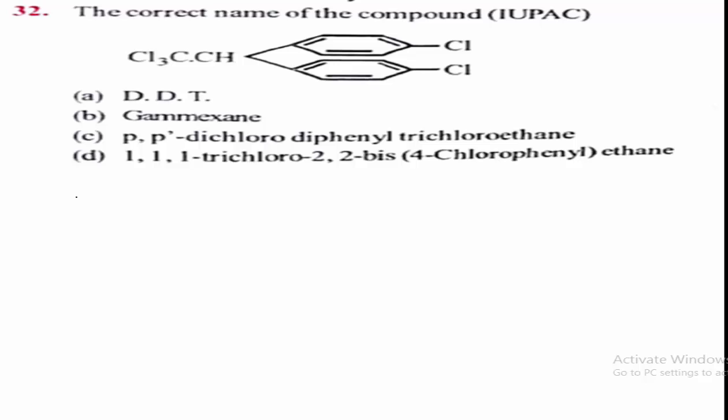Okay, students, next question number, directly I move to the 32nd question. Observe the given structure carefully, and the question is: the correct name of the compound is. Yes, students, usually the detailed study of this question appears in second year, but IUPAC name. Okay, they are given DDT, gamexine, para dichloro diphenyl trichloroethane, 1 trichloro 2 bis 4 chlorophenyl ethane as the options.